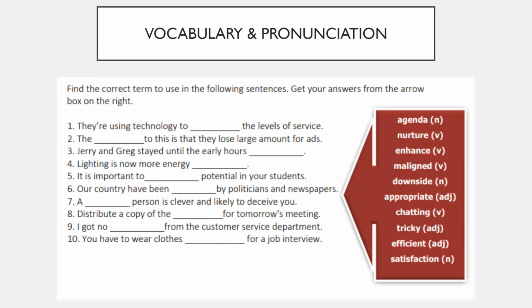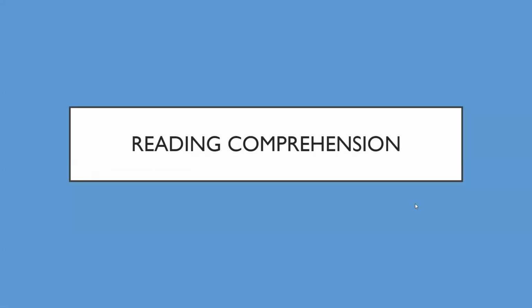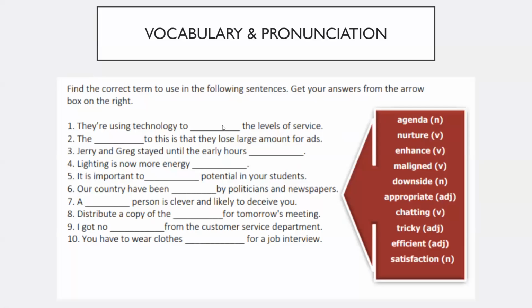Now, what you have to do, as usual, is match the words on the right side of the screen to make a complete sentence. So the first one, they are using technology to the levels of service. Now, it's better for you to find out the meaning of these words first. So, agenda. What is agenda?